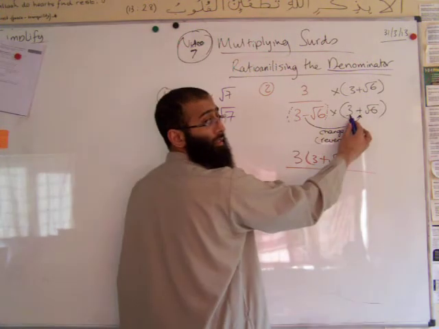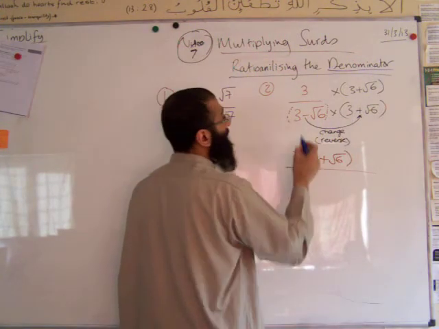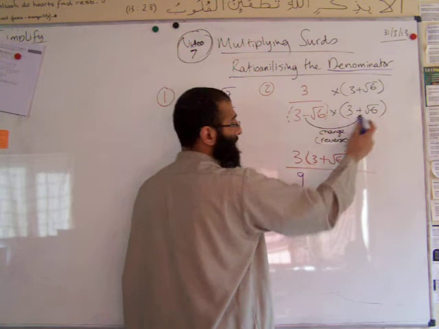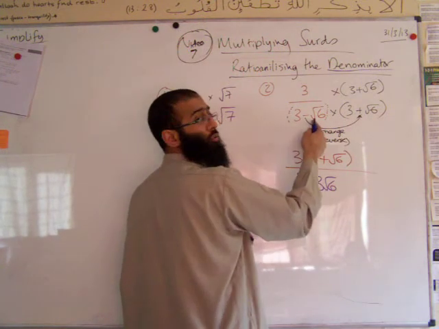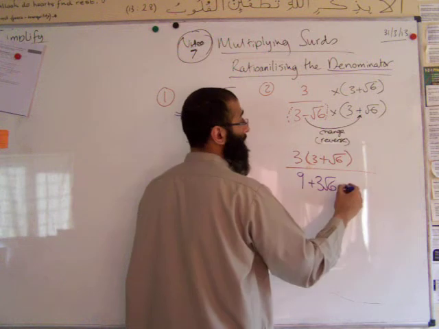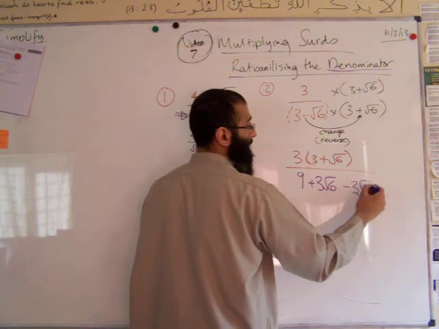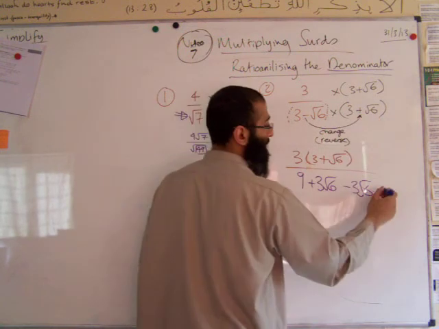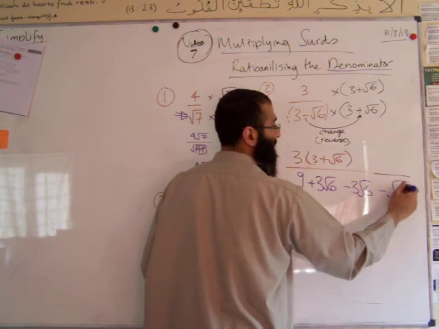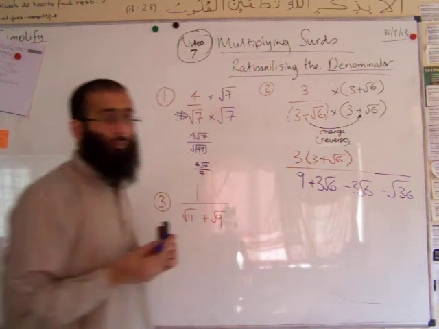3 times by 3 is? 9. 3 times by plus root 6 is? Minus root 6 times by 3 is? Minus 3 root 6. Minus root 6 times by plus root 6 is? Minus root 36. Lovely.